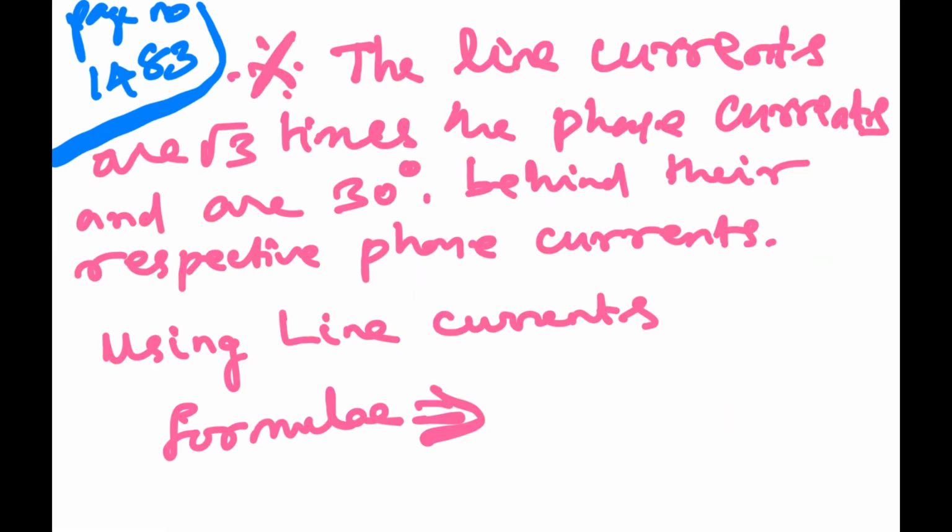Important point: the line currents are root 3 times the phase currents and are 30 degree behind the respective phase currents. The 30 degree is very important when using the line currents formula.